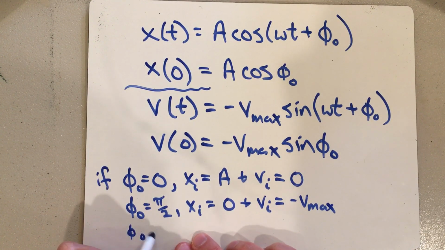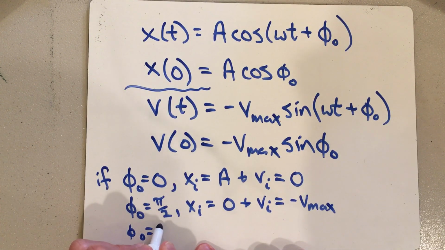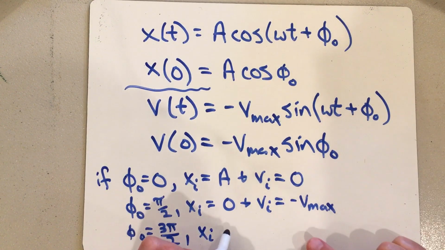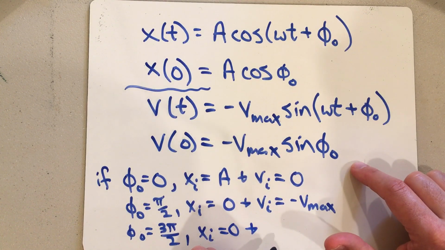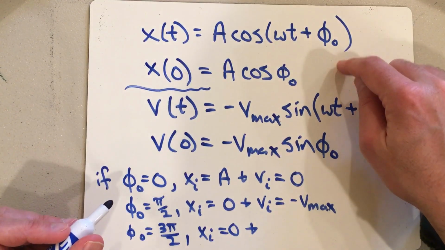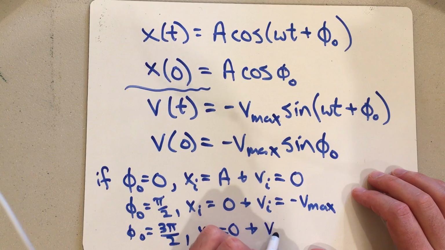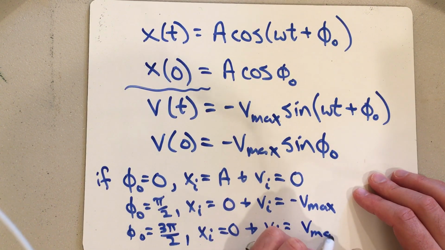Now let's do, I'm going to skip pi because I want to focus on the two oddballs here, the pi over 2 and 3 pi over 2. At 3 pi over 2, the sine of 3 pi over 2 is 0. But the sine of 3 pi over 2, I'm sorry, I said that wrong. The cosine of 3 pi over 2 is 0. The sine of 3 pi over 2 is negative 1. So this becomes Vmax.